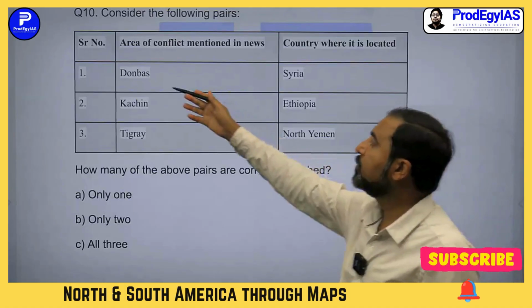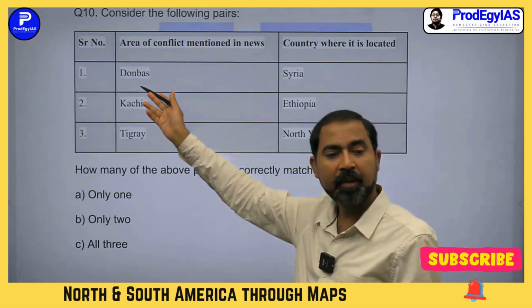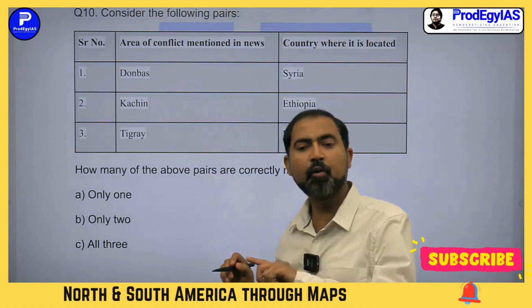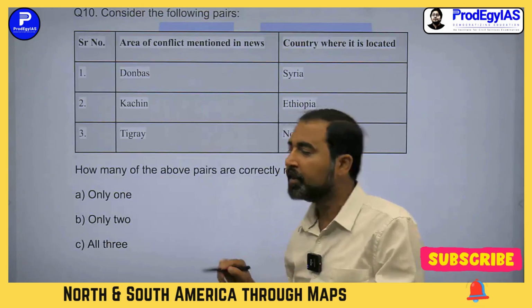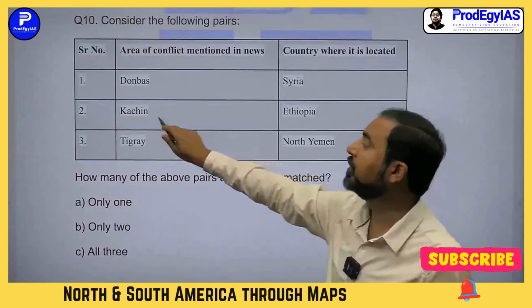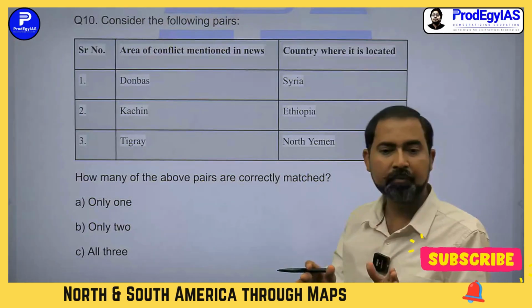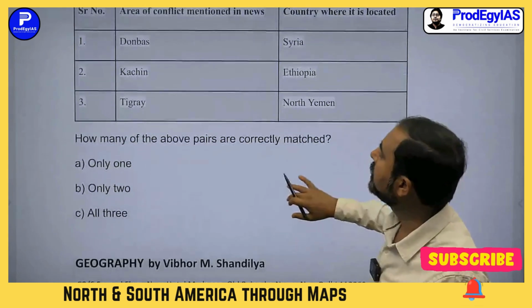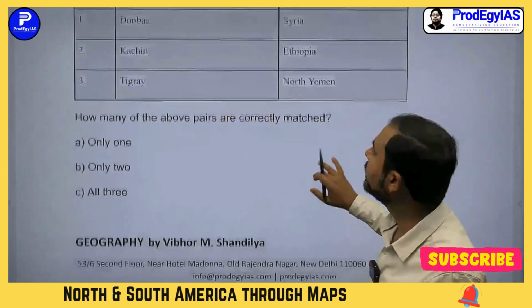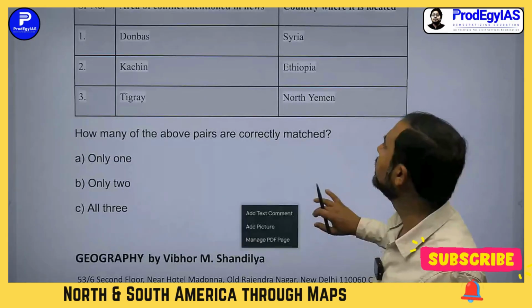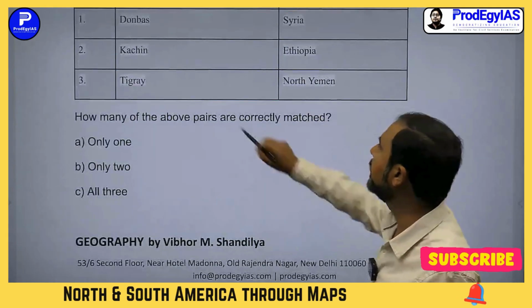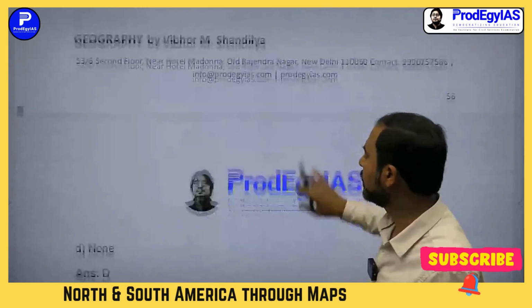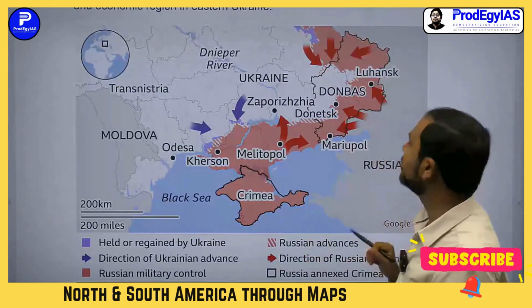Like this, Donbass, this is the region in Ukraine, Donetsk and Luhansk. Then Kachin. Kachin is a state in Myanmar. This is also a conflict zone. Tigray. Tigray, where is it? It is in Ethiopia. Tigray in Ethiopia. So they are the maps.